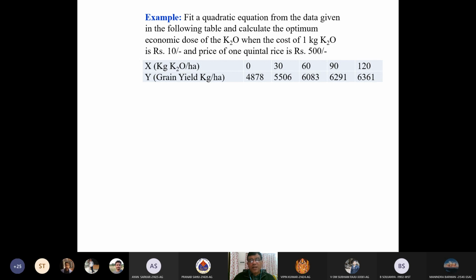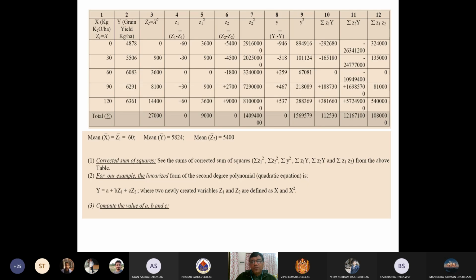So this is just one example where you see X. X is the levels of potassium, which is 0, 30, 60, 90 and 120 kg per hectare. And this is the grain yield of rice obtained at 0, 30, 60 and so on. So this is the table. You try to understand this table. And before I start discussing this table, see the points number 1, 2, 3 on the bottom.